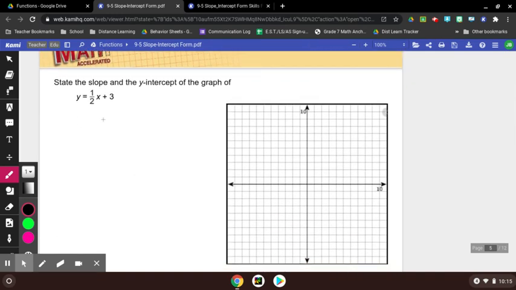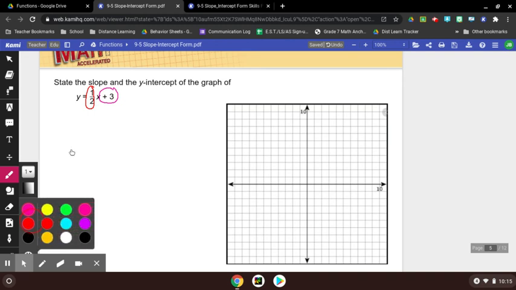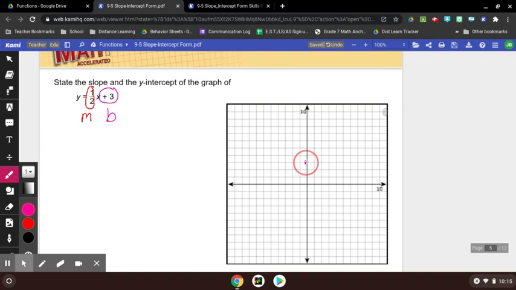Okay, so we are given the equation of y equals 1/2 x plus 3. So first thing I want to do is identify this is going to be my slope. This is going to be my b value. So because this is my slope and because this is my b value, I can plot some points. Remember, we plot the y-intercept first. So it means it starts at 3 because it's a +3.